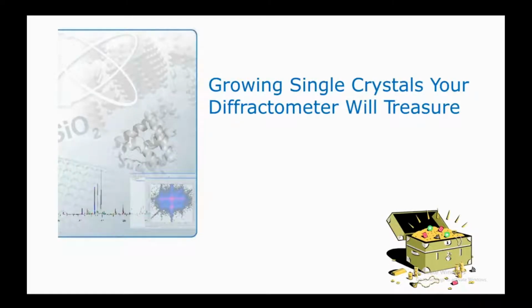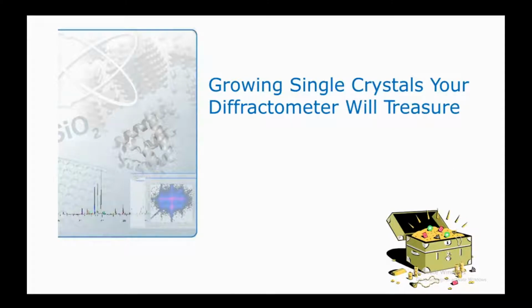Hello friends, in this video I'll be talking about how to grow crystals and what the different methods are for growing single crystals. Why is this important? So many times we do NMR, IR and mass spectrometry and are still not sure about the structure of a compound. But when we obtain a single crystal and do single crystal XRD, then we confirm that the molecule is definitely this one, because a single crystal gives you all the information: where the hydrogens are located, where the carbons are located, what the bond length is and what the bond strength is.